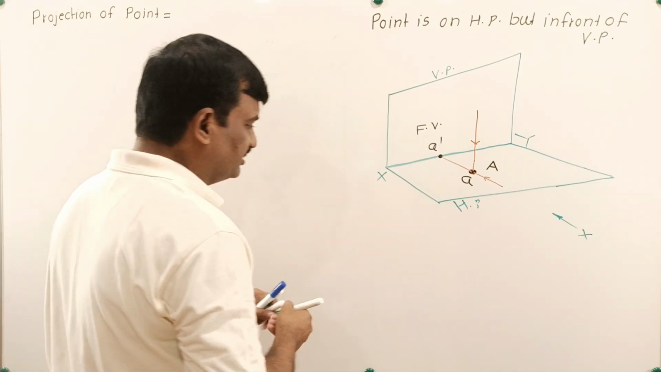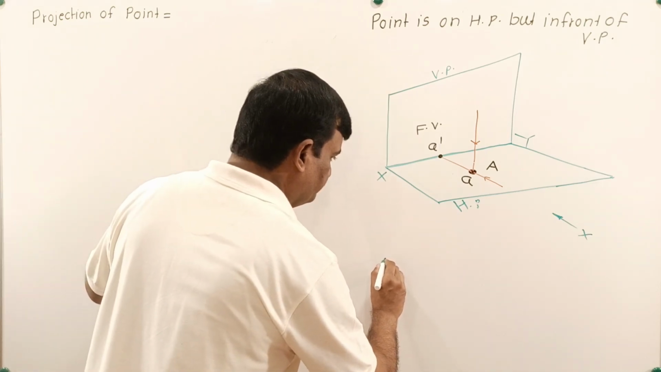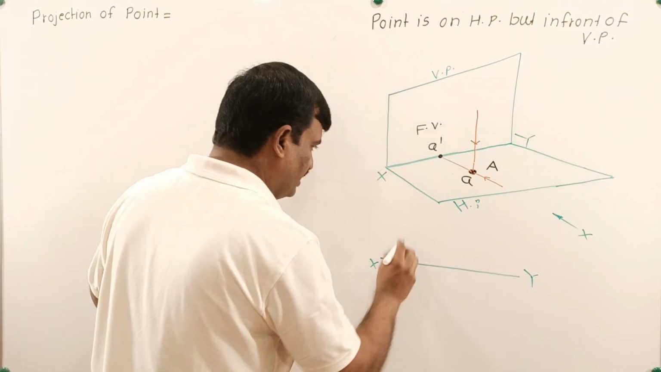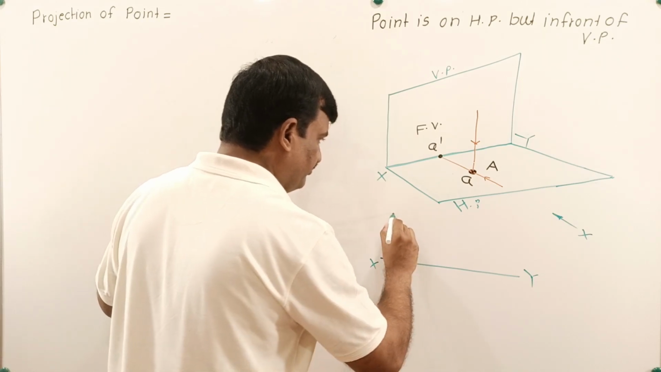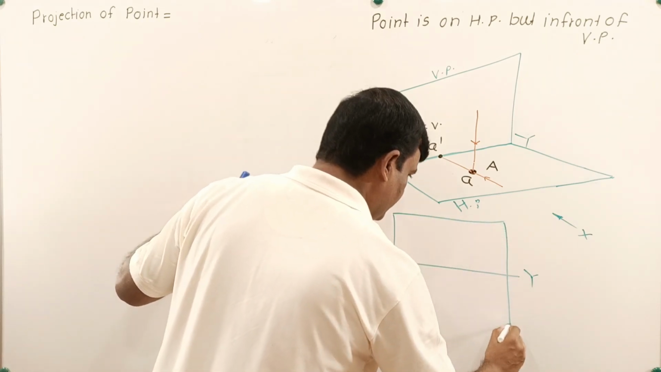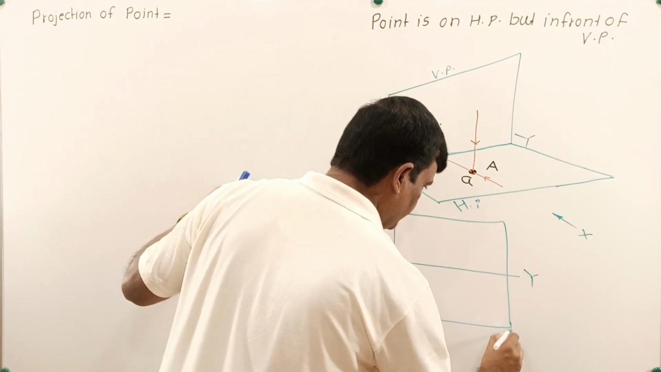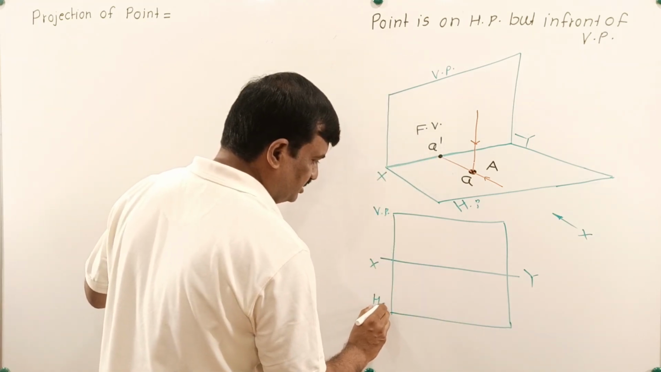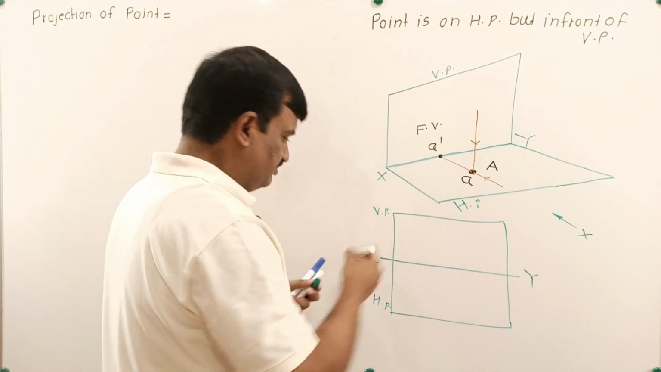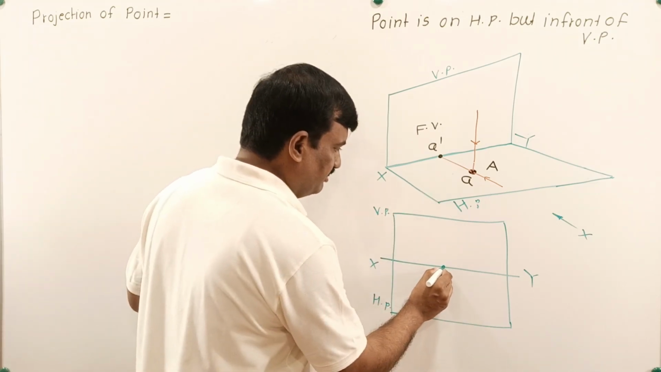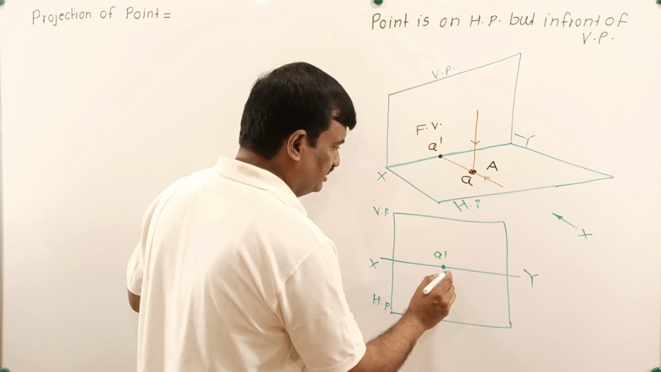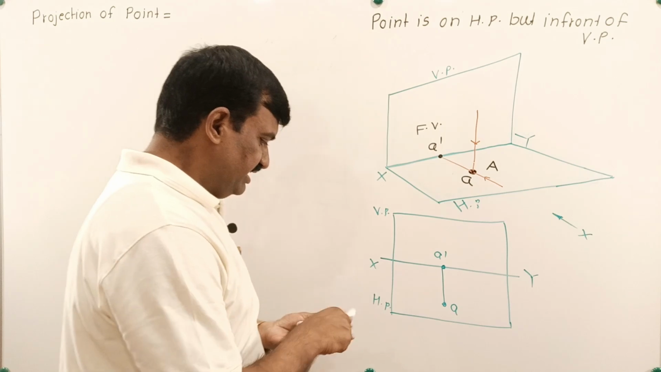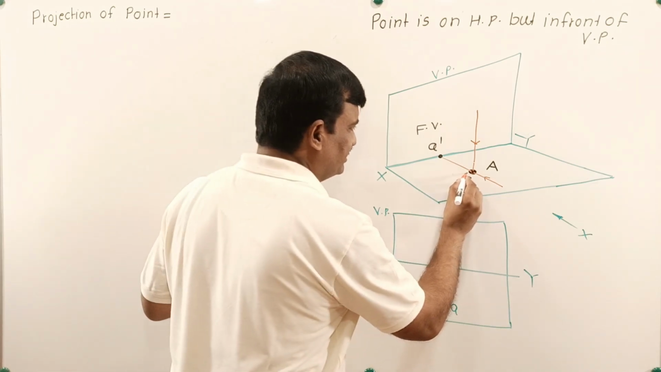HP को हम रोटेट करते हैं. अगर आप HP रोटेट करेंगे, when you are rotating the HP, so always above XY VP होता है and below XY HP होता है, because we are using the first angle method of projection. बराबर. जब आप रोटेट करेंगे तो आपको मालूम है यहां पे क्या दिख रहा है? A dash. यहां से नीचे जाओ, यहां पे क्या दिख रहा है? A. ओके.